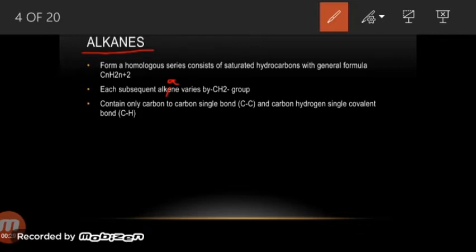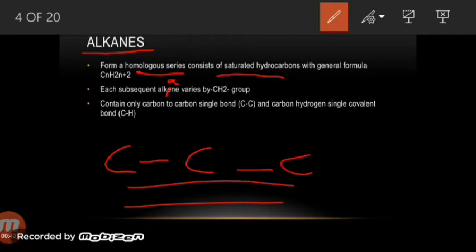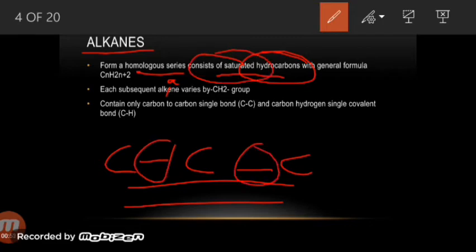Alkanes are the simplest group of organic compounds. They are a homologous series and they contain saturated hydrocarbons. What does it mean, saturated hydrocarbons? Whenever there is a carbon single bond, we say that this is saturation. So always remember that these are saturated hydrocarbons. Hydrocarbons because they are made up of hydrogen and carbon. Saturated means there is a single bond present between carbon atoms.